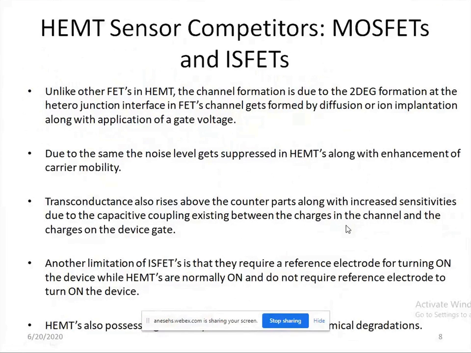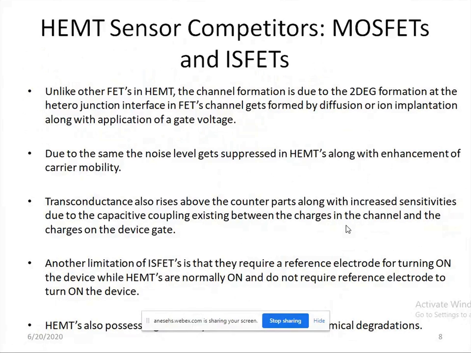Now, as I've said, HEMT sensors have a large number of competitors in the market. These days we can find a large number of silicon-based MOSFETs and ISFETs in the market, but these have many limitations. As I've already said, these are not reliable when sensing in aqueous solutions or at high pH. Similarly, MOSFETs and ISFETs require a reference electrode.